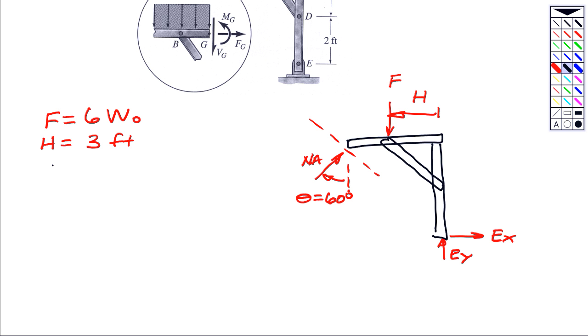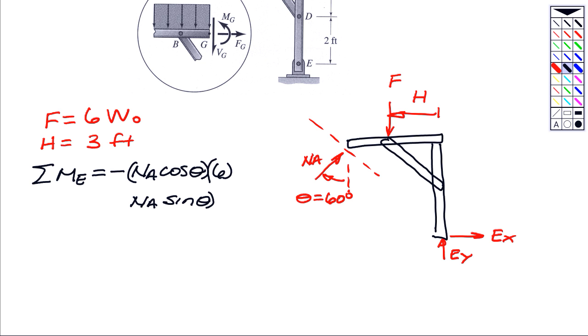What I'm going to do is write a single moment equation about point E for this frame. As I resolve NA into its components, its vertical component is going to be NA cosine theta. That's going to have a moment arm of 6. It's going to be in the negative K. As I look at the horizontal component, which is NA times sine theta, it too will have a moment arm of 6, and it also is in the negative K.